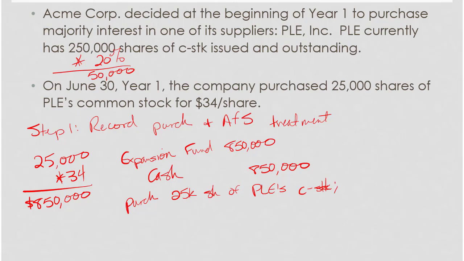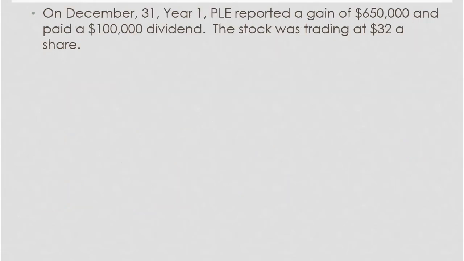And I'll make a note to myself. Let's see, 25,000 shares out of 250,000. I own 10%. So I'll make a note of that. This is 10% owned. Now that's all we have to do at the beginning of the year. During the year, we do have to take care of a couple of other entries. So we find out by December 31st, PLE had reported a gain of 650,000, which we would care about if this was equity classification, but we don't yet because we're still treating it as available for sale.